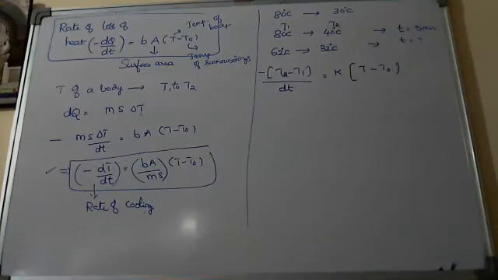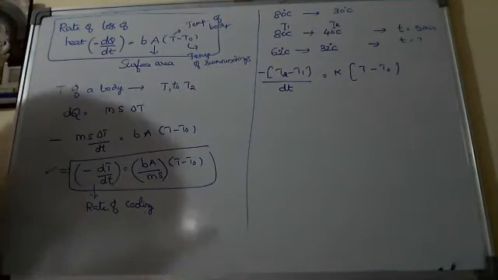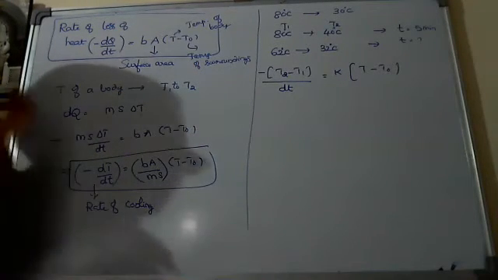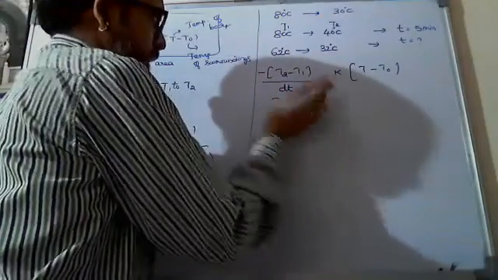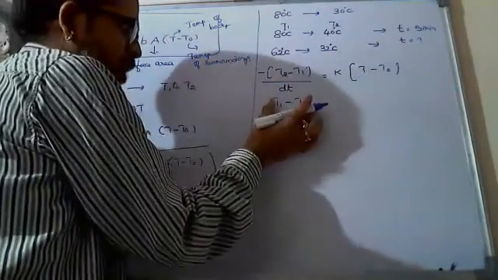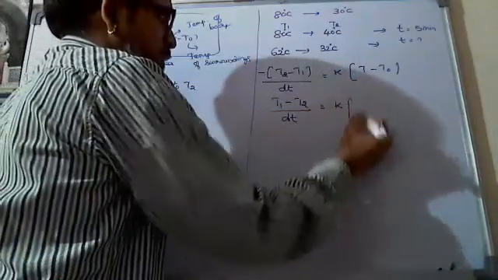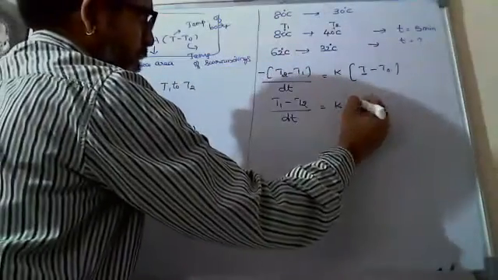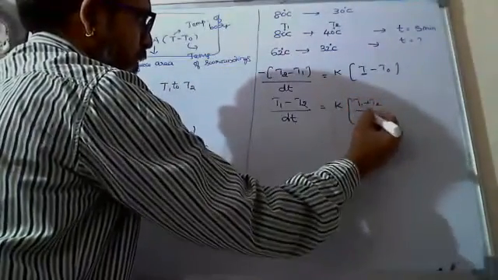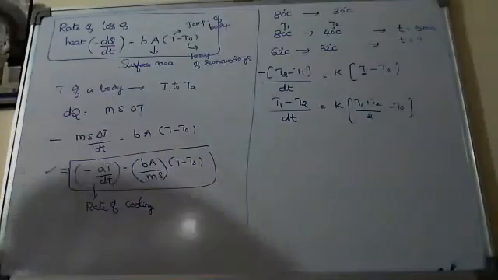Equal to (theta 1 plus theta 2) by 2 minus theta naught, into K, sir. Yes, that's what I mean. This we can recollect: T1 minus T2 by dt is equal to K into this. Generally, we take the temperature of the body. Two temperatures are given, so we take the average temperature (T1 plus T2) by 2 minus T0. That is one method.